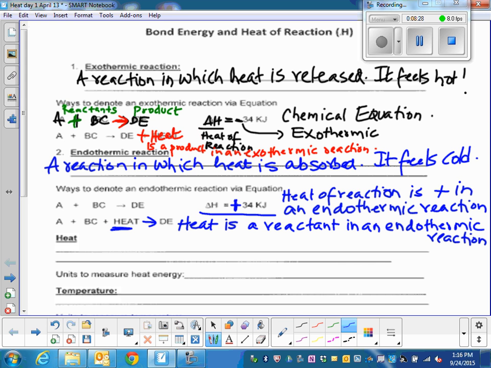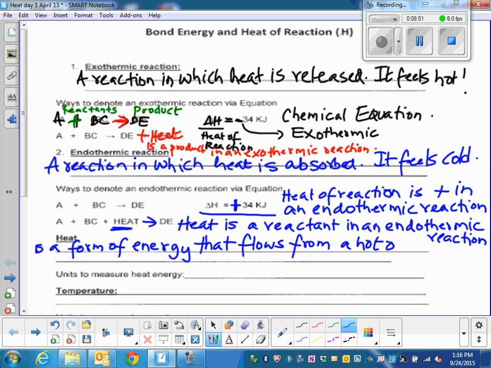What is heat? Heat is a form of energy that flows from a hot object to a cold object. It's unidirectional. All right? It always goes from something hot to something cold. It's never in the opposite direction. Do you understand? And heat is a form of energy.